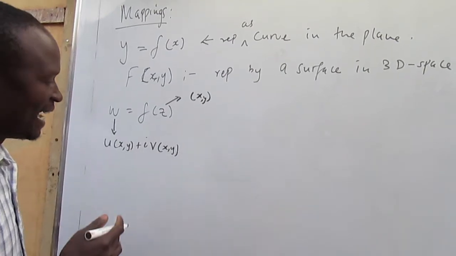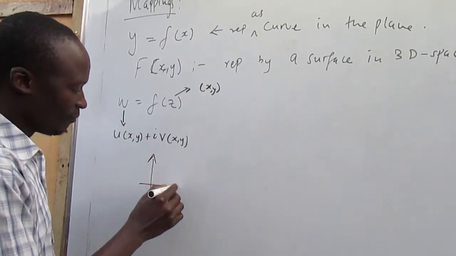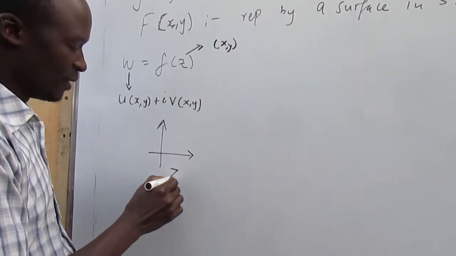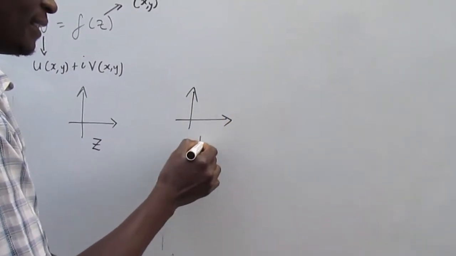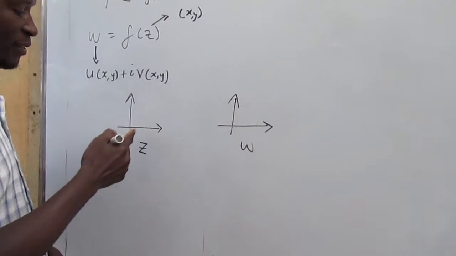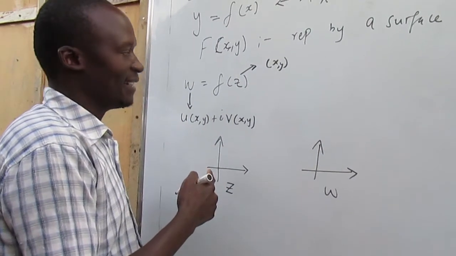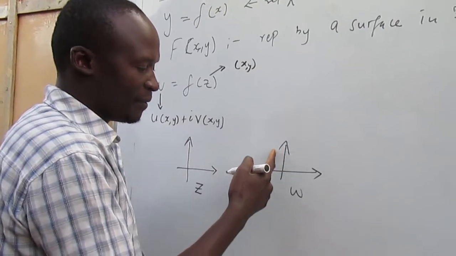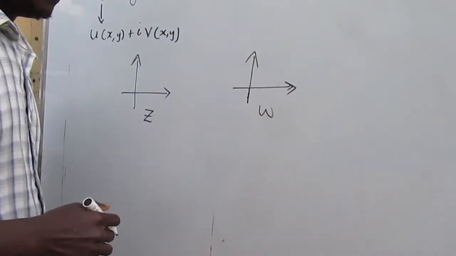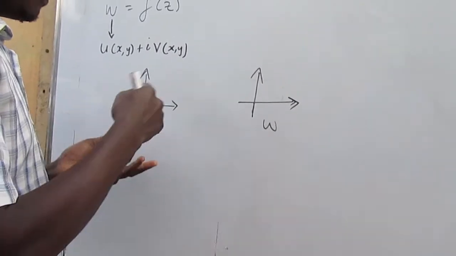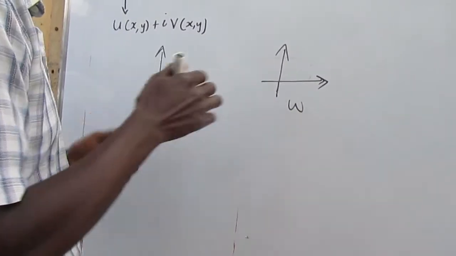So what is normally done, instead of this representation, is we think of having two planes, one called the z plane and another one called the w plane. And so the function f is represented on the z plane and the image w is represented in the w plane. And so we say that a mapping has been defined from the z plane to the w plane.